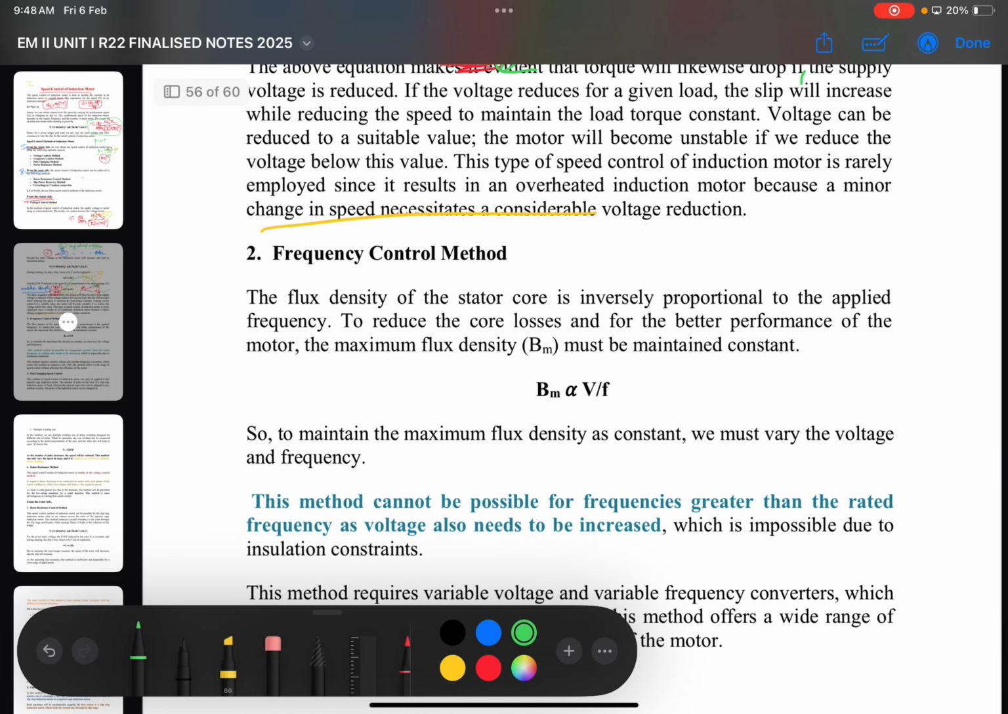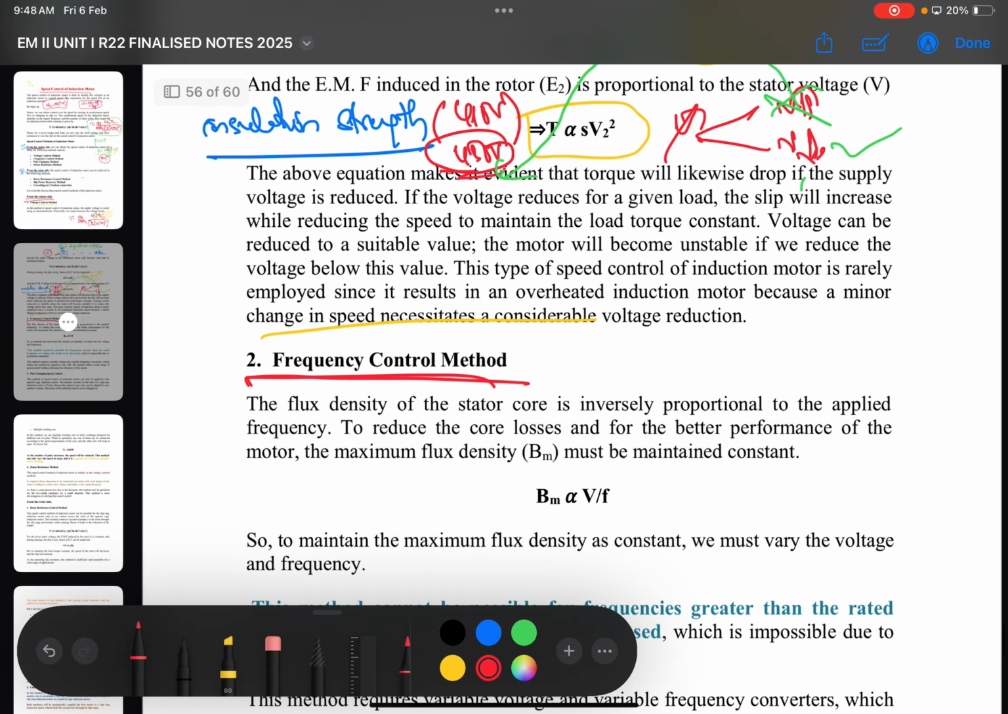Next method is frequency control. The last conclusion is that the supply voltage always has to be reduced for the speed control. The voltage cannot be increased beyond the rated value because of the already predefined voltage levels of the insulation.